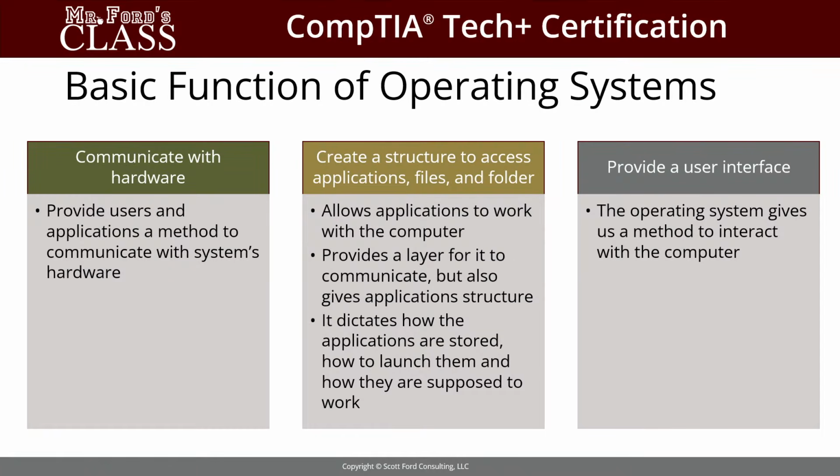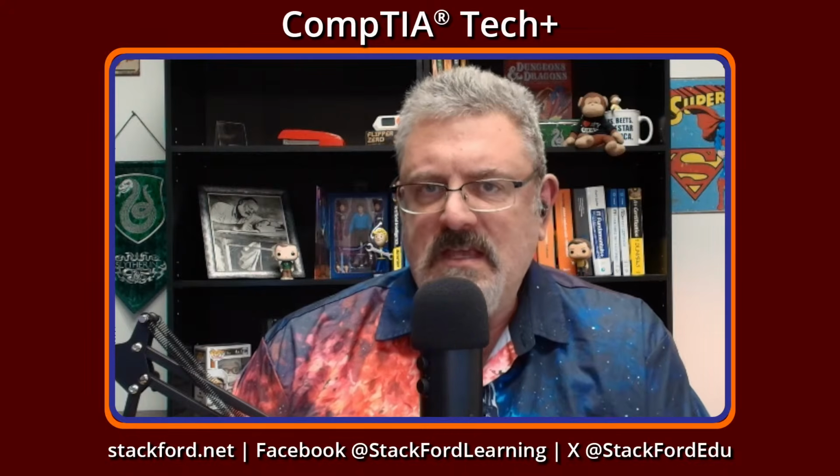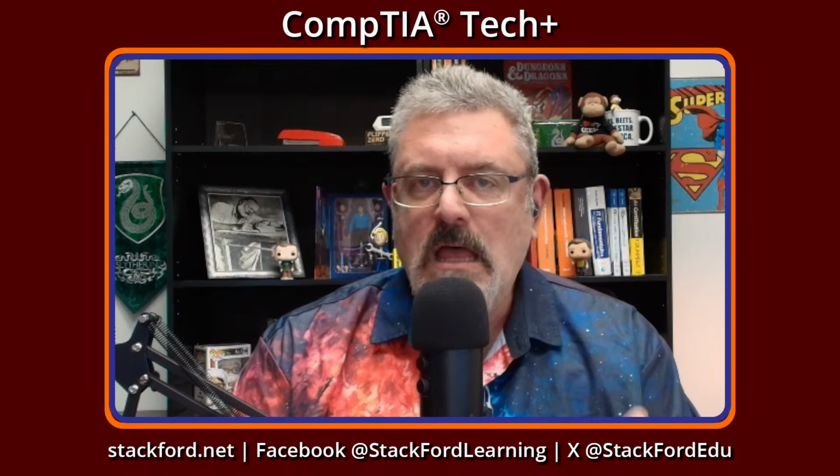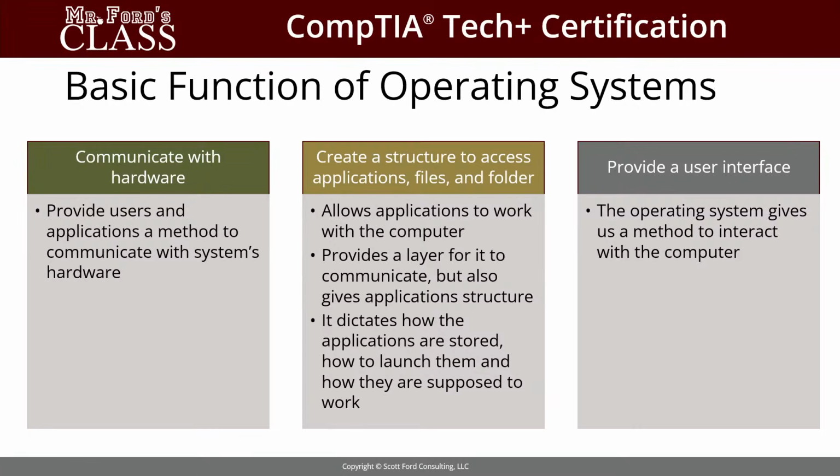And then finally, it provides a user interface. The operating system gives us a method to interact with the computer. This is kind of important, right? So we have a computer, we have all this amazing stuff on it, but how do we as humans interact with that computer? How do we open things up? How do we save things? How do we get programs to work? How do we do things that we want to do with the computer? And so the operating system provides us with an interface that we can use in the computer to get things done. Okay, so that is kind of that stuff in a nutshell.